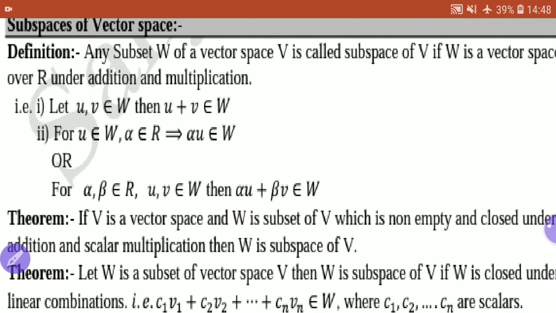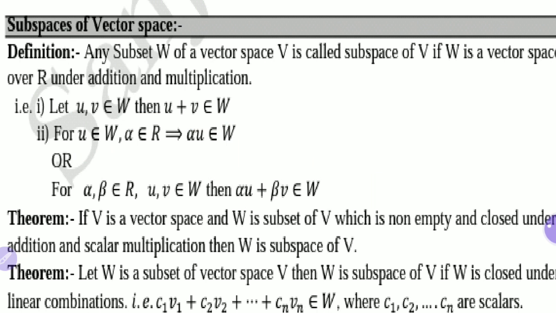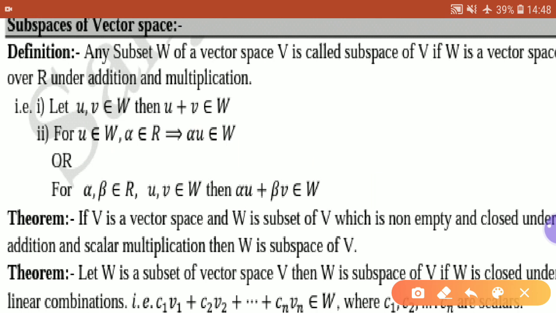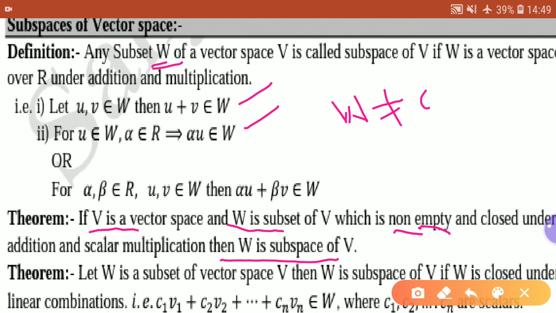Now a few theorems related to subspaces. First theorem: if V is a vector space and W is a subset of V which is non-empty, this is important, W has to be non-empty, and closed under addition and scalar multiplication. The meaning of closed under addition and scalar multiplication is these two conditions. Then W is a subspace of V. This definition we have written in the form of a theorem. W has to be a non-empty subset, that is, W is not equal to the empty set phi.